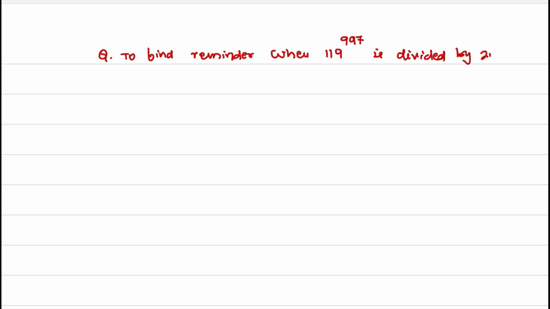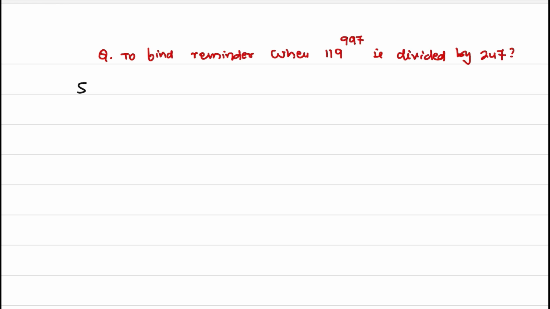The question is to find the remainder when 119 to the power of 997 is divided by 247.